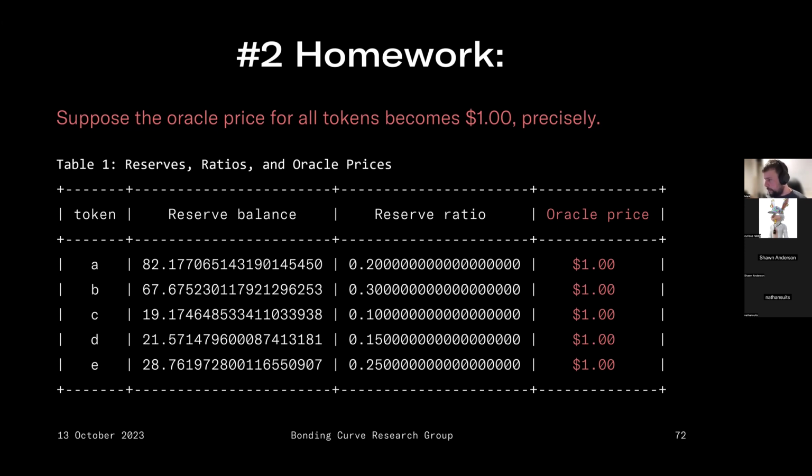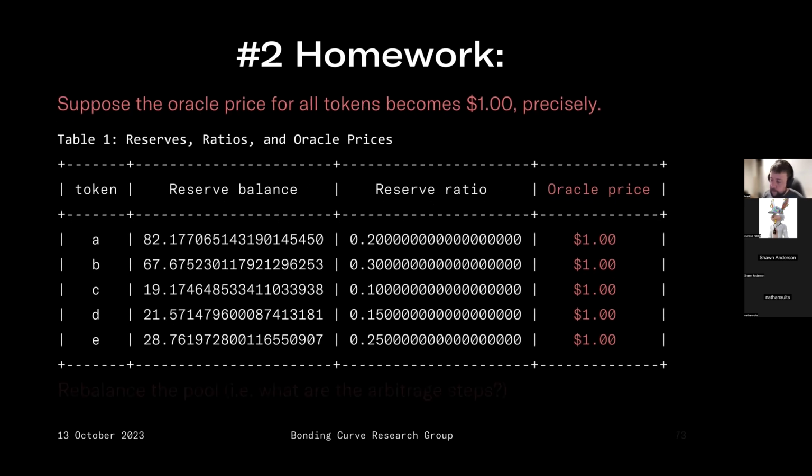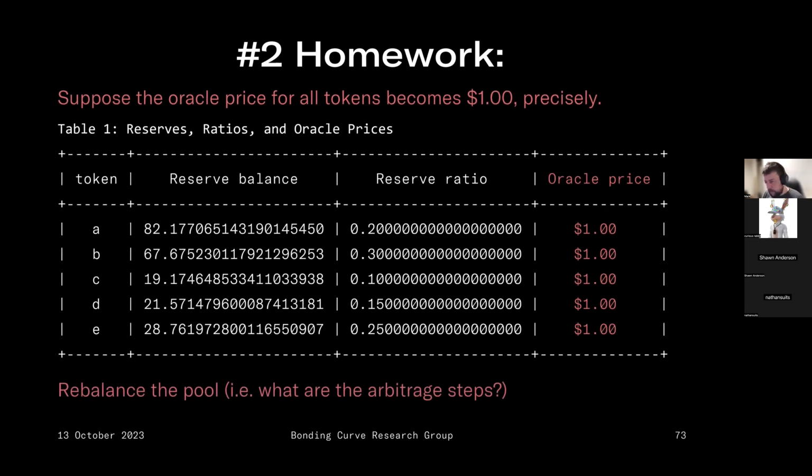But I have a little bit of homework before we begin the next lecture next week, and that is to assume that after having completed this arbitrage step, exactly the way that we just did, the Oracle then quotes all of these tokens as being exactly $1. What are the steps that you would need to take in order to rebalance that pool?